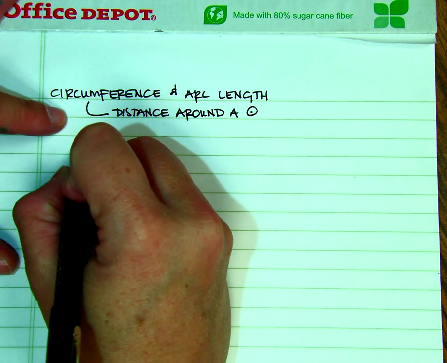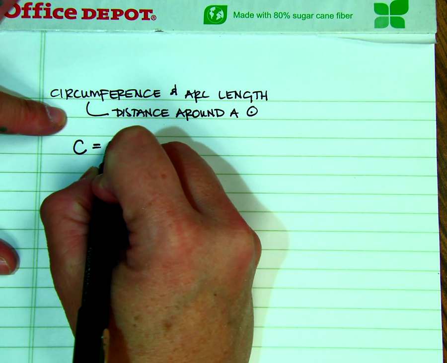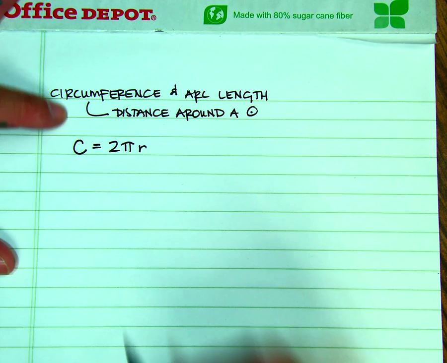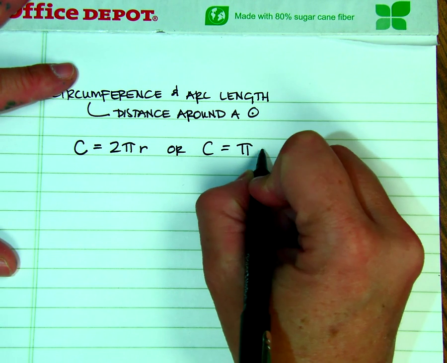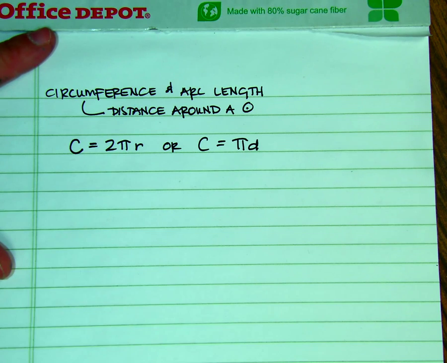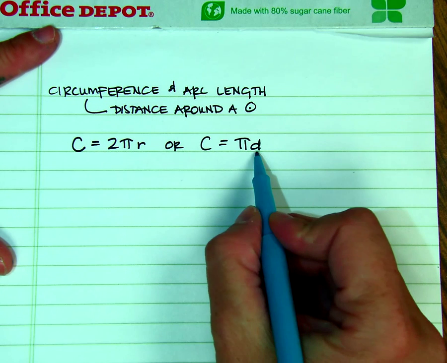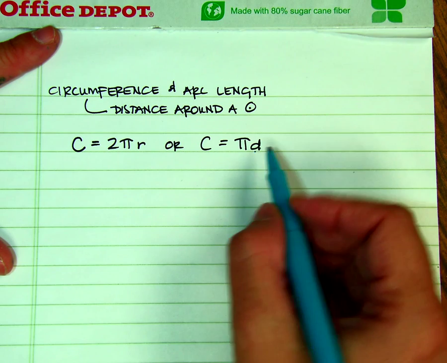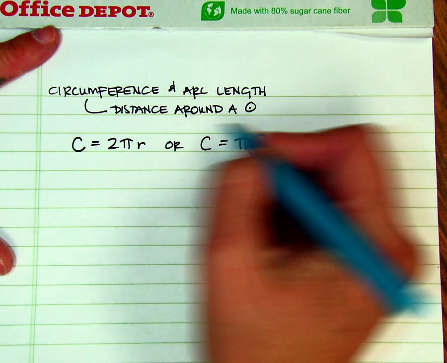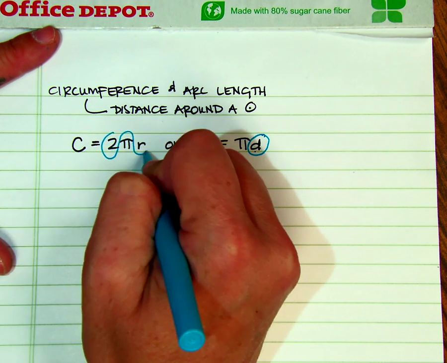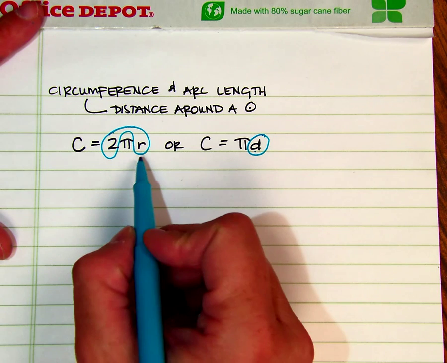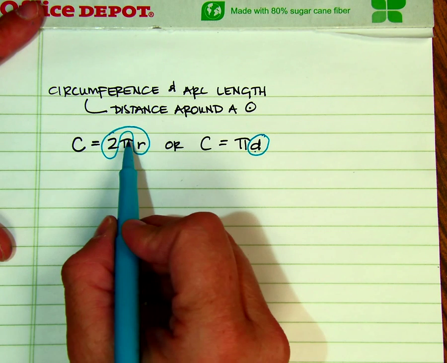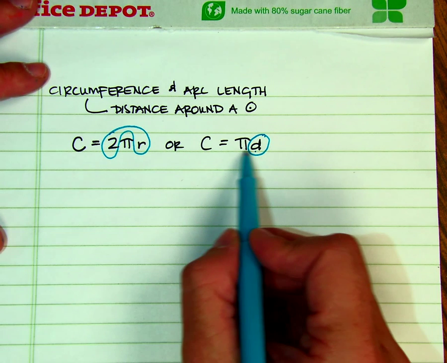There is a formula that says circumference equals 2 pi r, or circumference equals pi d. We know that the diameter is twice the radius. So that's why diameter equals twice the radius, and we're just interchanging those two. If I'm working a problem trying to find the circumference, if I'm given the radius, I'm going to use this formula. If I'm given the diameter, I'm going to use this formula.